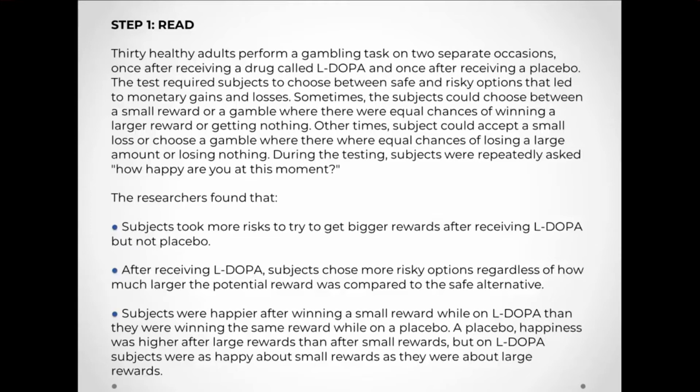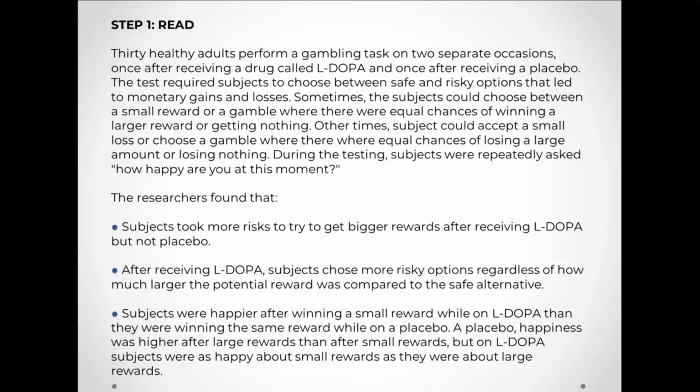30 healthy adults perform a gambling task on 2 separate occasions. Once after receiving a drug called L-DOPA, and once after receiving a placebo. The test required subjects to choose between safe and risky options that led to monetary gains and losses.